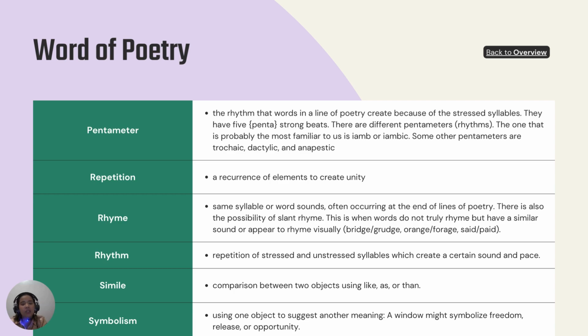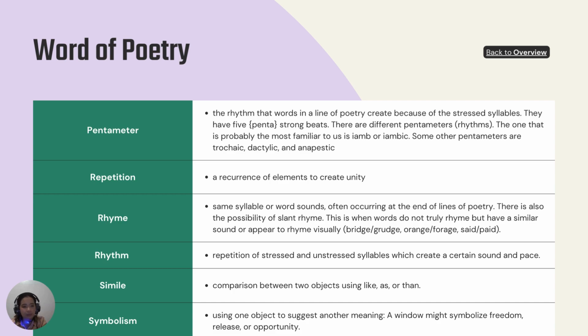Next one is rhyming. Rhyming is about the same word sounds or same syllable sounds, often occurring at the end of the lines of a poem. There is also the possibility of slant rhyme, words that do not truly rhyme, but have a similar sound or appear to rhyme visually. So for example, bridge and grudge, orange and forage, said and paid. Okay, the next one is rhythm. Rhythm is more of the repetition of stressed syllables, which creates a certain sound and pace.